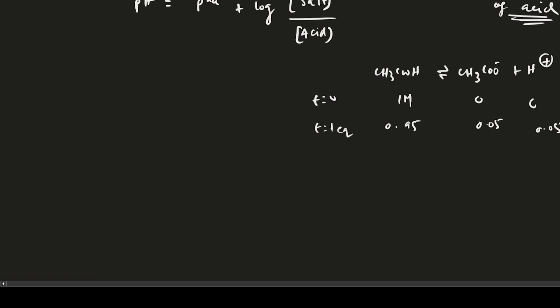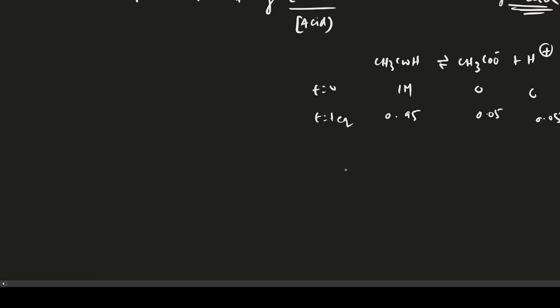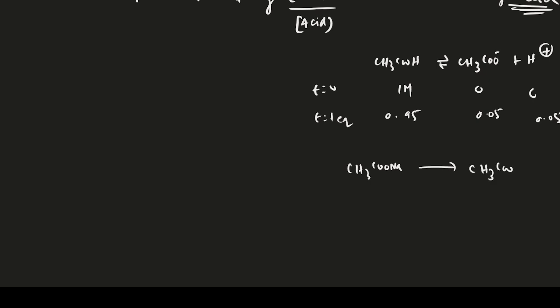And if it says a strong electrolyte is given, CH3COONa, and here this is going to give CH3COO minus plus Na plus. At t equal to 0, let's say this concentration is given as 0.5 molar.